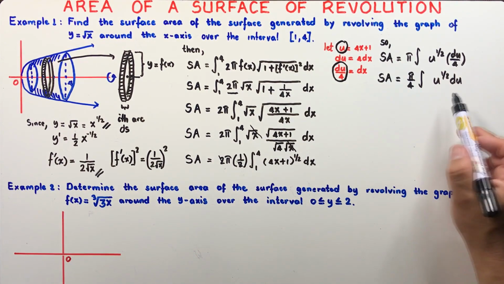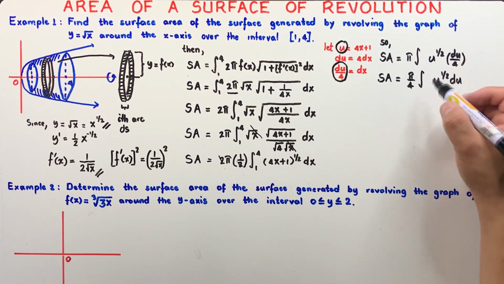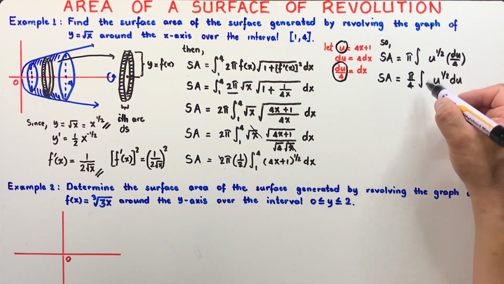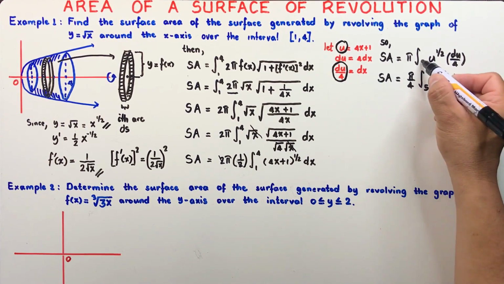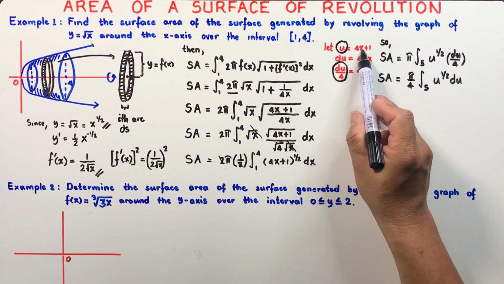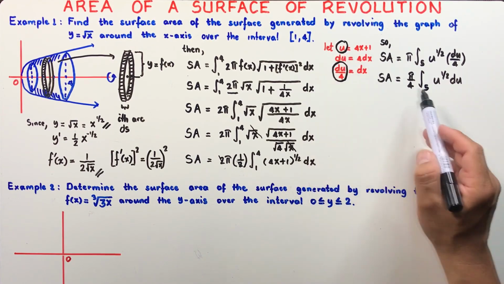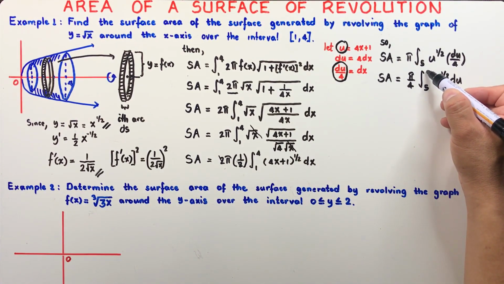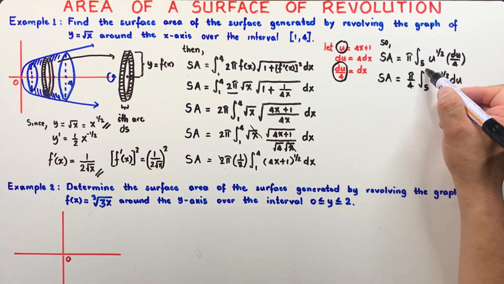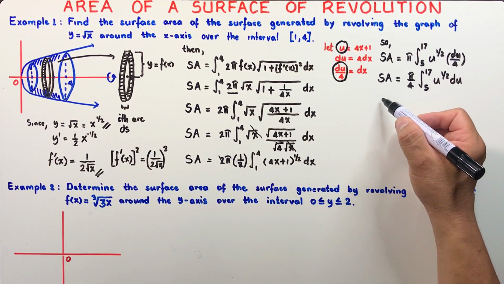But since our variable is changed from x to u, then our limits will be changed from 1 here to 5 here, because if you substitute 1 in this representation, 4 times 1 is 4 plus 1 is 5. So when x is 1, the u is 5. And when your x is 4, substituting 4 here, 4 times 4 plus 1, that is 17. So our limits of integration will be changed at this time.